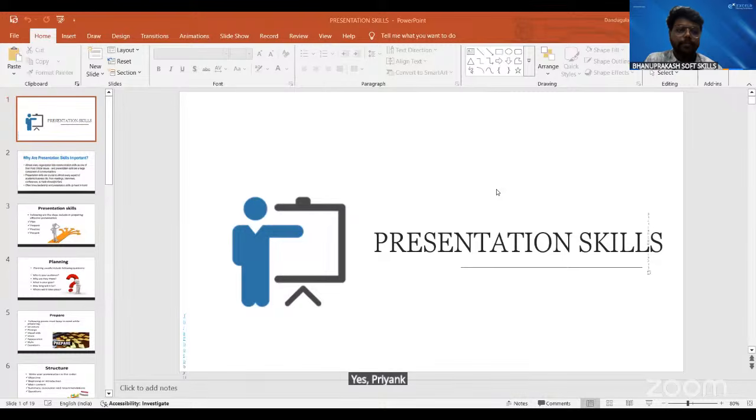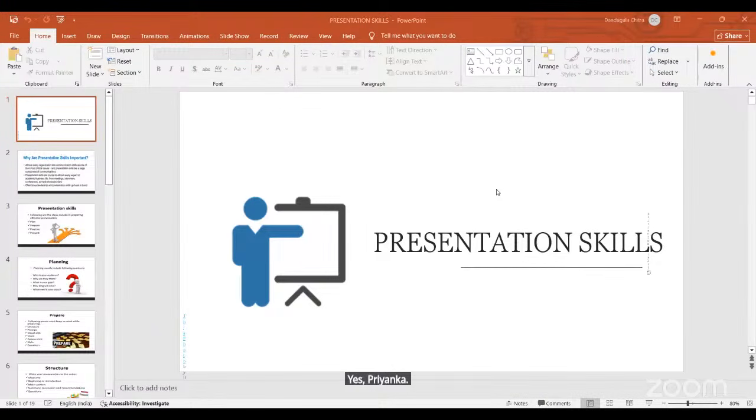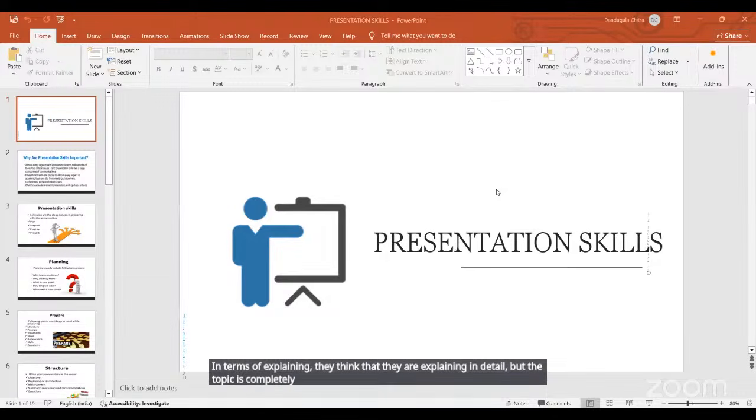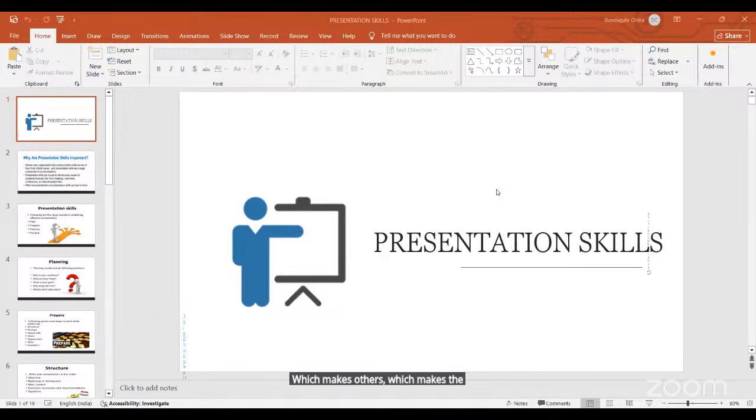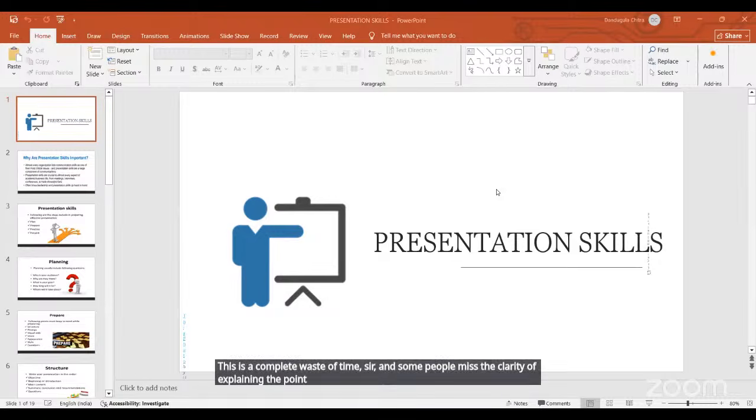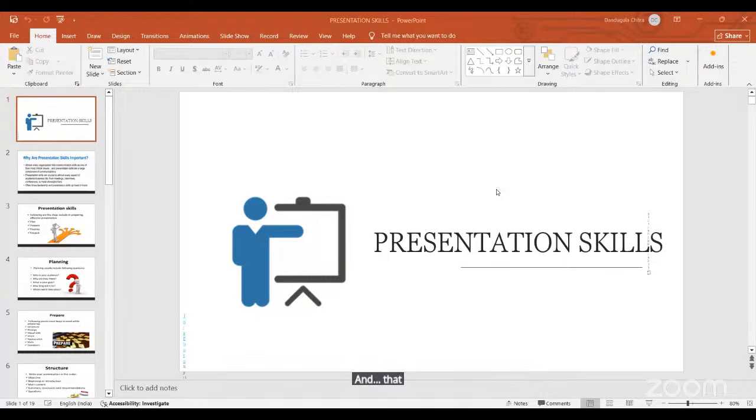Yes, Priyanka. A lot of people think about extra matter and divert the topic while explaining. They think that they are explaining in detail, but the topic is completely diverted to other content, which makes the team feel bored and misleads them on the topic. This is a complete waste of time, sir. And some people miss the clarity of explaining the point. That's it, sir. Thank you, sir.